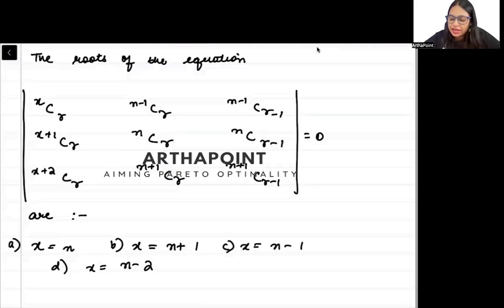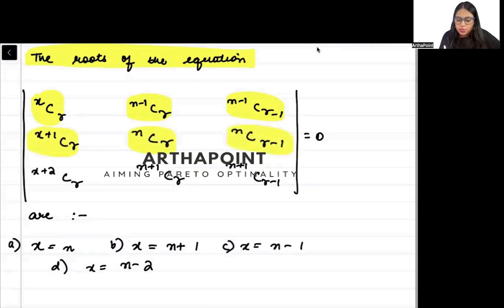Beta, so I have come with another question today. You are given a determinant and you need to find the roots of this equation. You're given |xCr, n-1Cr, n-1Cr-1; x+1Cr, nCr, nCr-1; x+2Cr, n+1Cr, n+1Cr-1| equal to 0, and you need to find the roots of this equation.